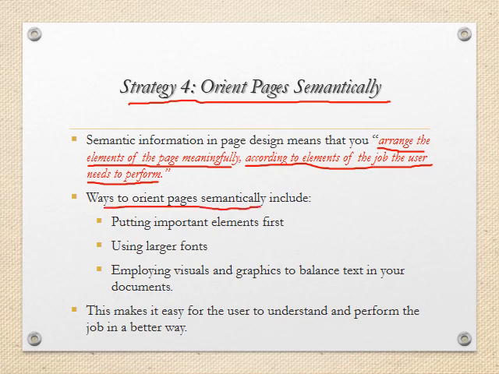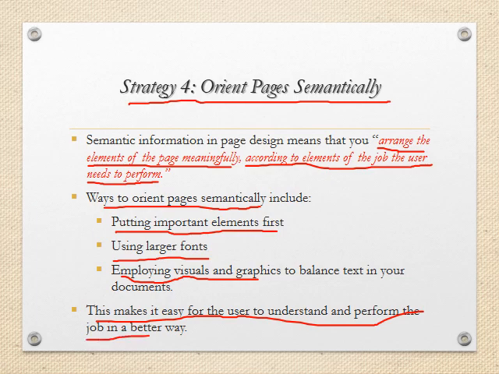These ways or methods, for example: we might put important elements first. We might use large fonts in order to give meaning to the contents. We might use visuals and images so we can balance the text in our document. Basically, in order to make the text more clear or more understandable, we can add visuals or figures that represent how the process happens. This makes it easy for users to understand and perform the jobs in a better way.